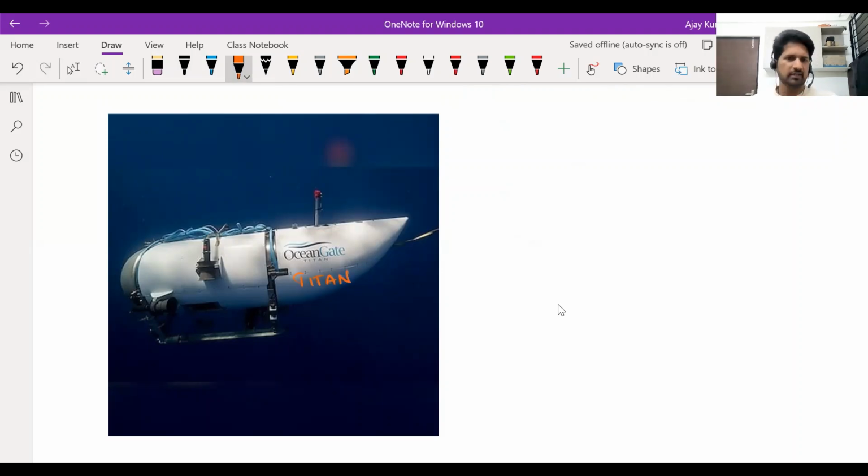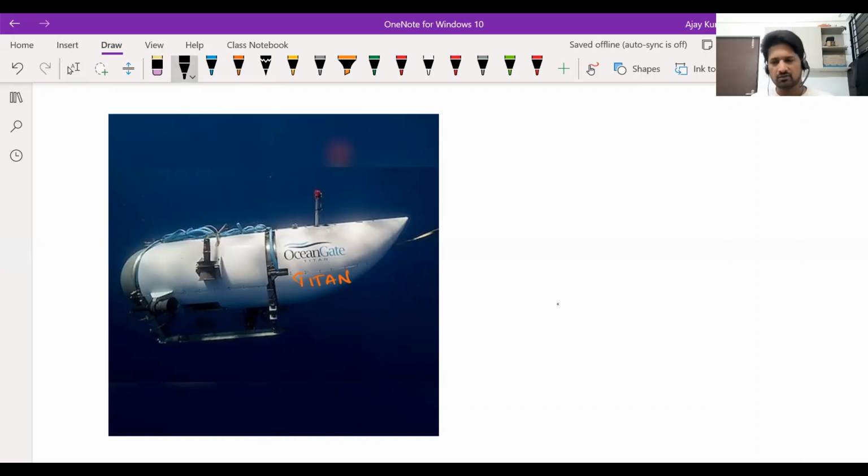So what happened? They went deep into the ocean, but at a certain depth, the pod imploded. Imploded means getting crushed from outside. Why did that happen? Because the pressure around it was so high. They went so deep into the sea that the pressure was unbearable for that material. So the material got crushed, and of course, the people inside it also got crushed. All 5 of them died.